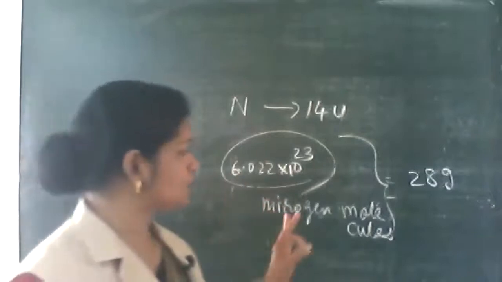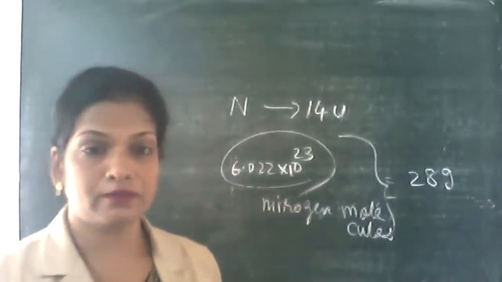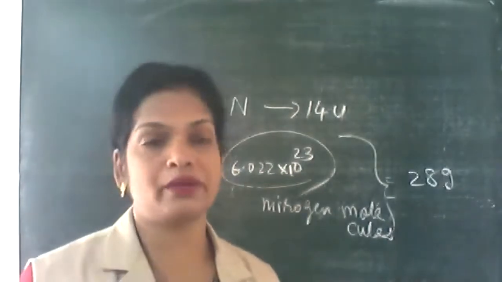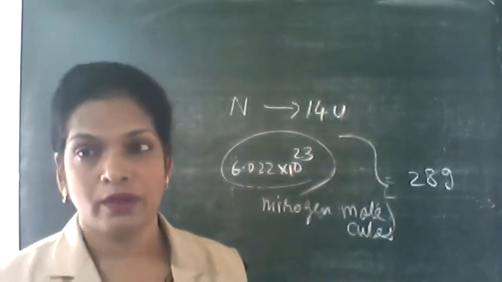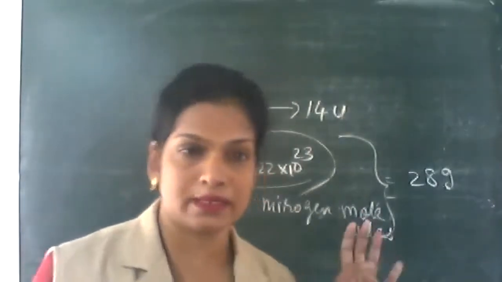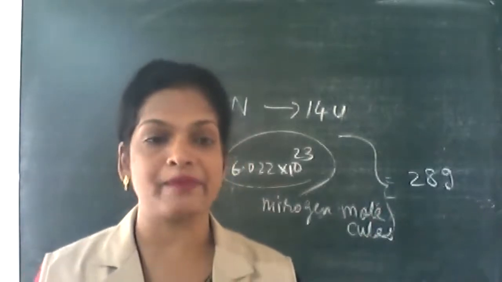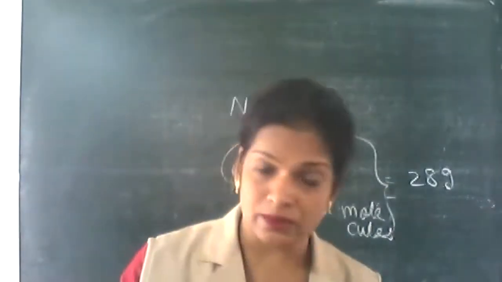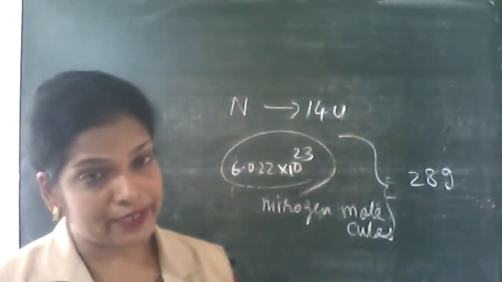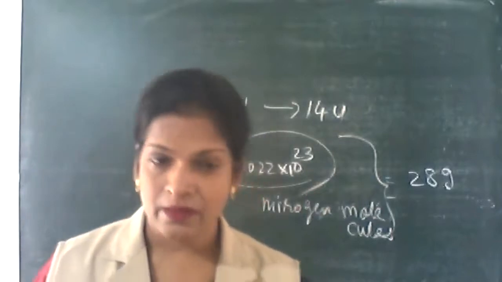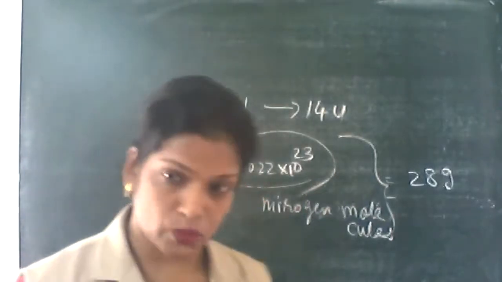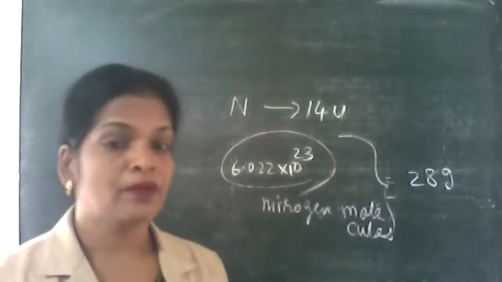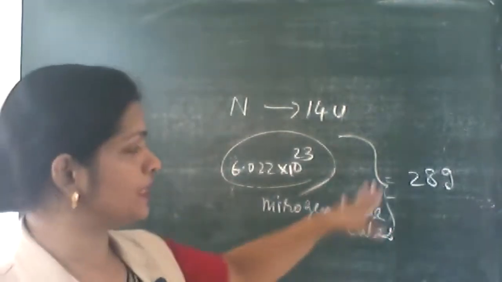So what is the molar mass of nitrogen? 28 grams per mole. Molar mass का unit है grams per mole. If you don't write the unit, half mark will be cut. Molar mass का unit है grams per mole. So what is the molar mass of nitrogen atoms? 14 grams. Molar mass of nitrogen, 28 grams. Molar mass of nitrogen gas, 28 grams. Molar mass of nitrogen molecules, 28 grams. Unit molar mass के लिए you have to write 28 grams per mole.